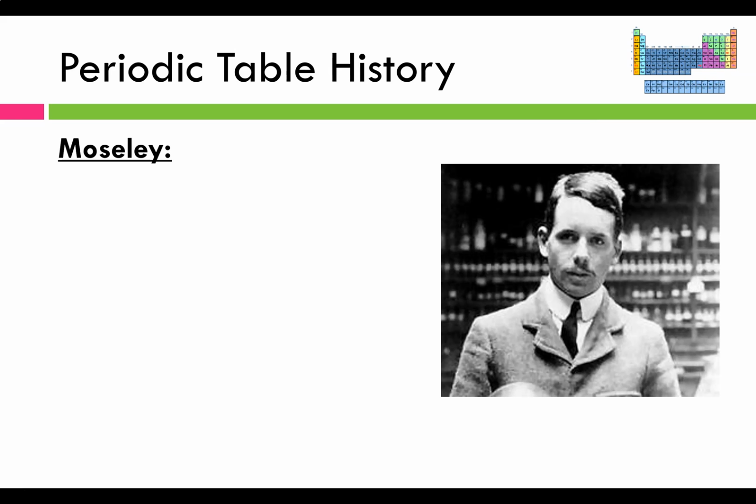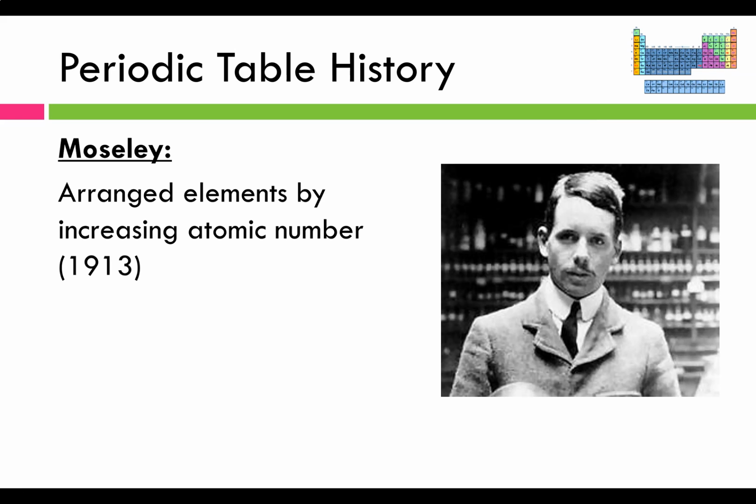This is Robert Mosley, and he was actually a student of Ernest Rutherford's. He arranged elements by increasing atomic number in 1913. So again, I don't think we have the proton discovered just yet, but we were able to look at the relative positive charge of the nucleus.